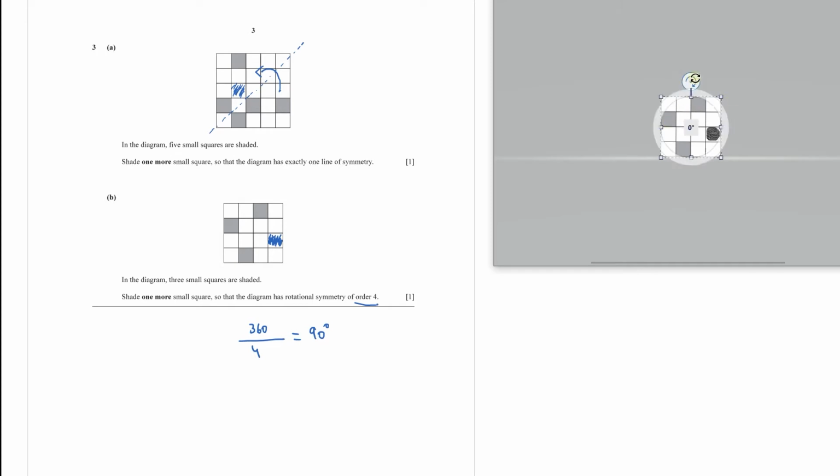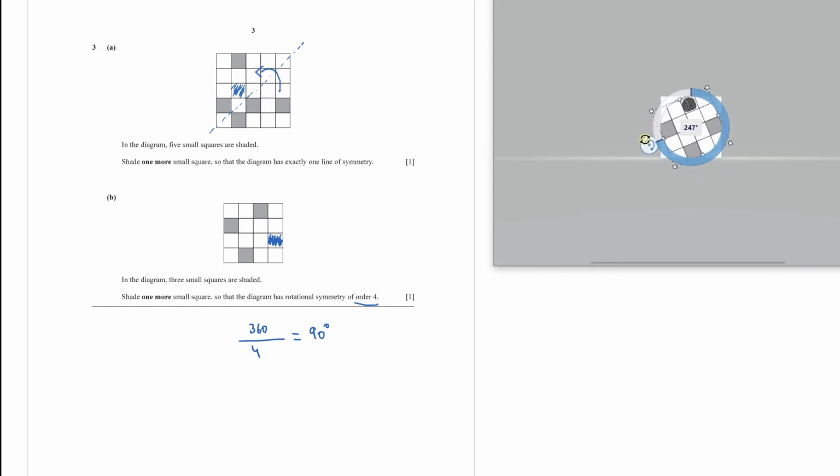So if I rotate 90 degrees, now I have the same pattern as in the original diagram. And then if I rotate it another 90 degrees, at 180, the pattern will repeat once more. So 180 is almost this direction. So you have these four shaded, these four shaded.